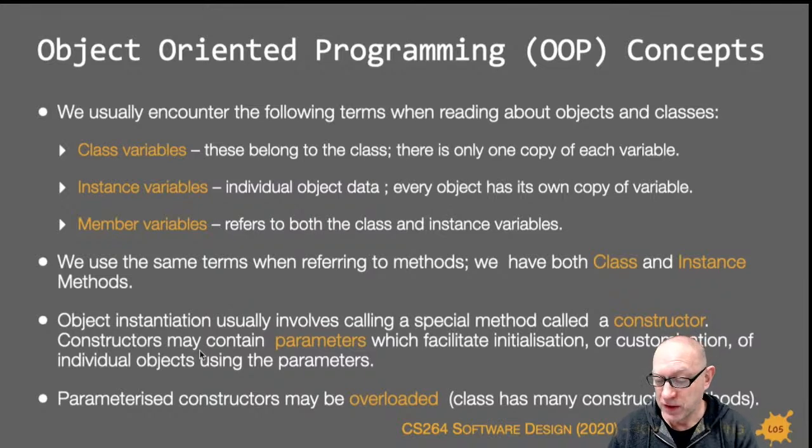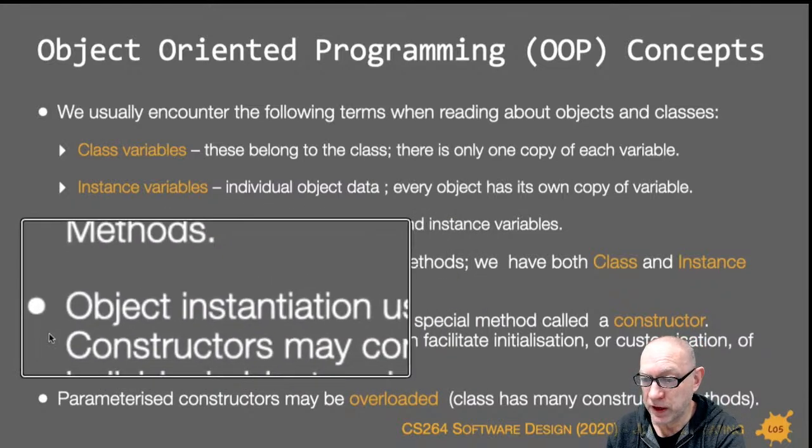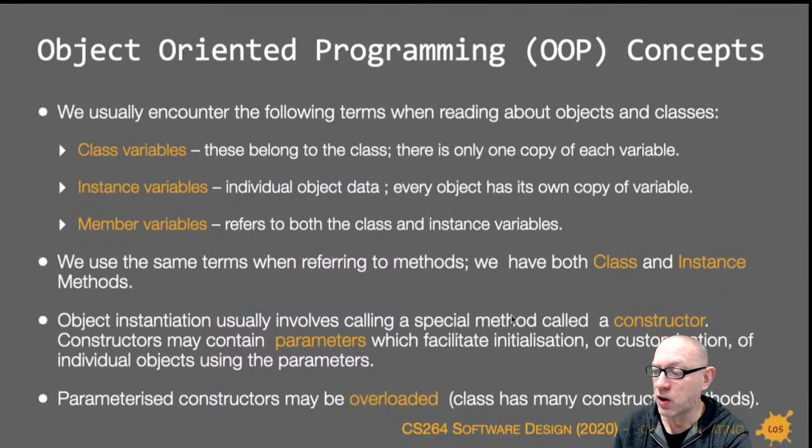Object instantiation, okay, is a key term, really, and that involves calling a special method that's referred to as a constructor. Okay, and constructors can have parameters, and the parameters facilitate initialization at instantiation, and it's a form of customization. So individual objects that are created can have very specific states, or the structure will be the same, but the values associated with that structure can be set using the parameters.